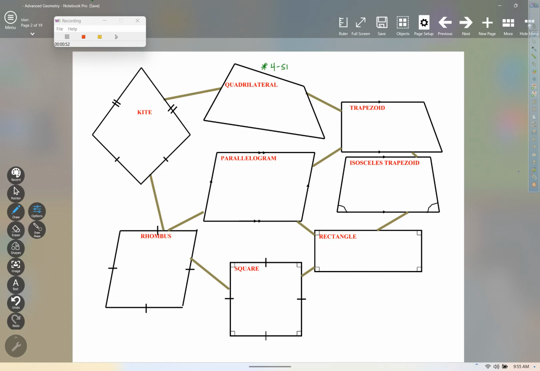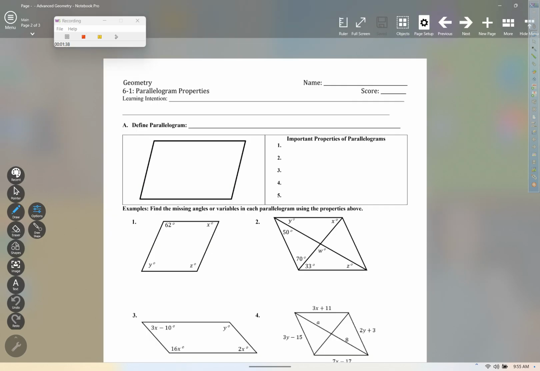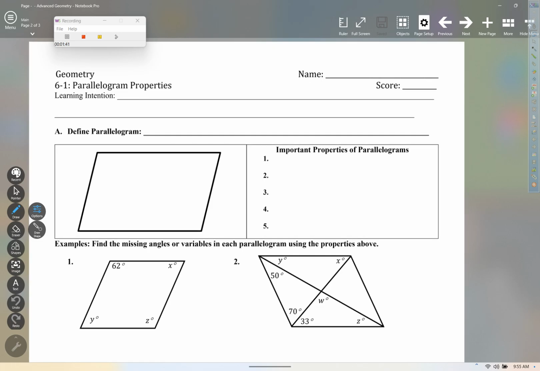Let's go ahead and jump into 6.1 notes. In 6.1 notes, we are talking about parallelogram properties today. So the learning intention is to learn special properties of parallelograms to solve for parallelograms.